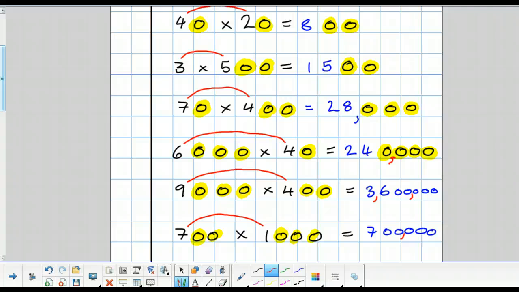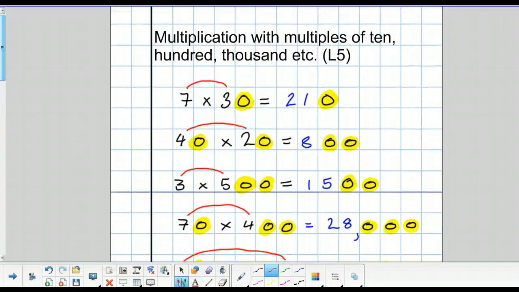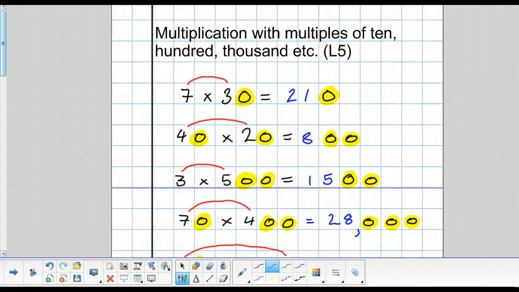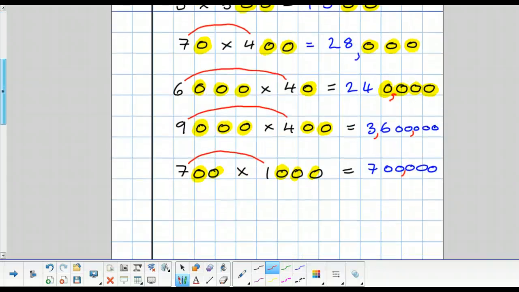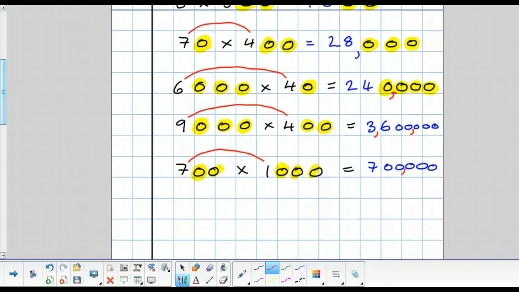That's how you multiply by multiples of 10, 100, 1,000, etc. In essence, all you do is multiply the lead figures, the significant figures, together, and then count the number of zeros. Okay, thank you for listening.